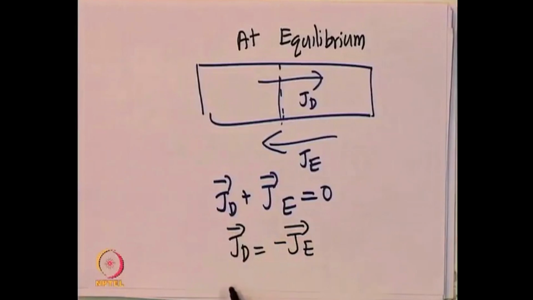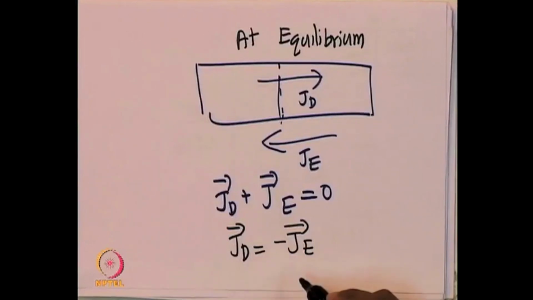The flows will be equal and opposite. So, this minus sign gives you some direction. So, they will be equal and opposite. That is what we want at equilibrium. Now let us have a look at a few more details.